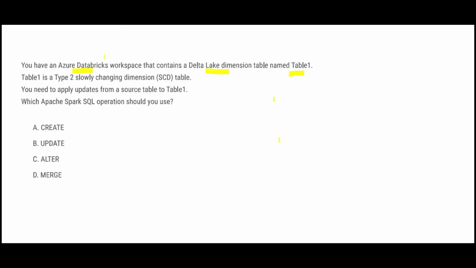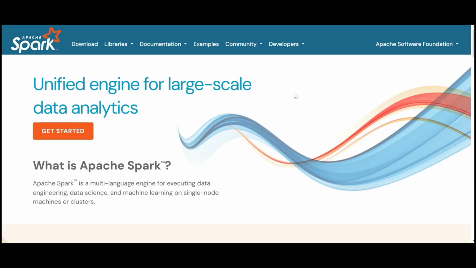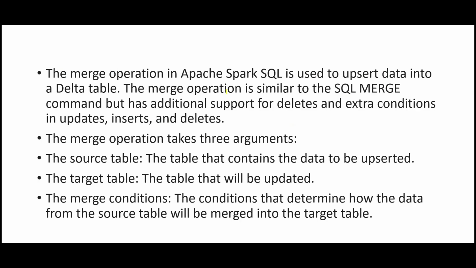Now table 1 is a type 2 slowly changing dimension. So this is a type 2 SCD, and you need to apply updates from a source table to this table. So you have this source table, and you have to apply it to this big table, table 1. You have to provide updates from this place to this place. And which Apache SQL operation will you use? You all know in the big data world, you need to know Apache Spark. Apache Spark is used for coding. In this case, we will have to use the merge operation.